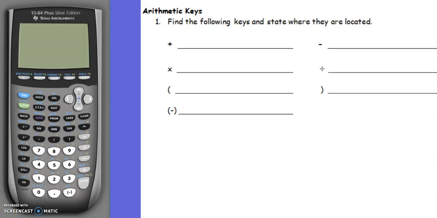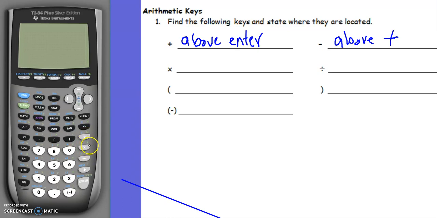Alright, this is more on calculator introduction part 2. So we're going to find the following keys and state where they're located. The plus sign is on the right hand side and it is above the enter. Alright, we have the subtraction sign. The subtraction sign is still on the right and it is above the addition. The multiplication sign is on the right and it is above the subtraction sign. The division sign is on the right and it is above the multiplication sign.